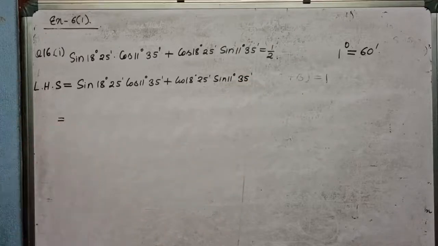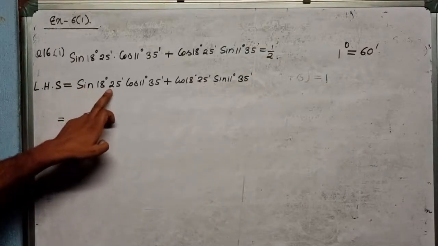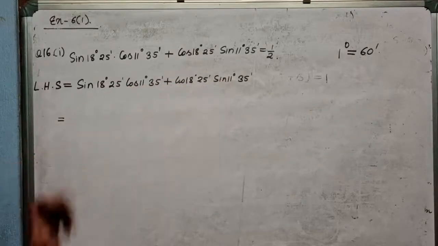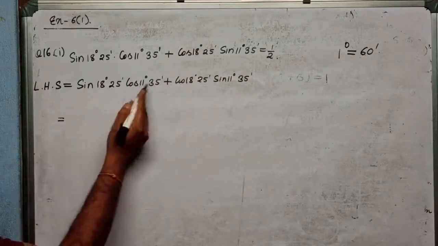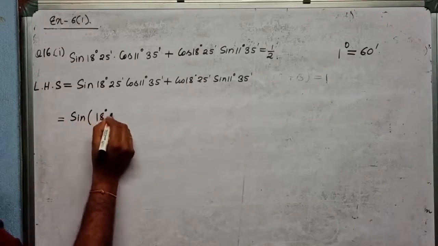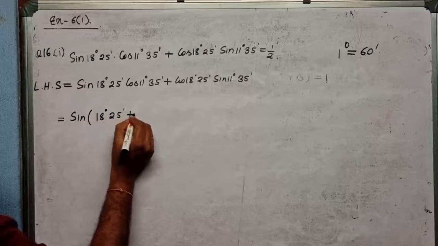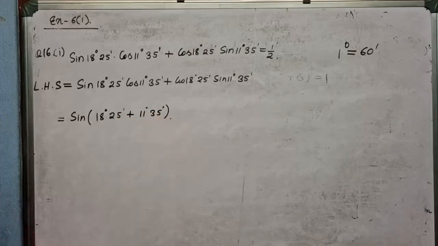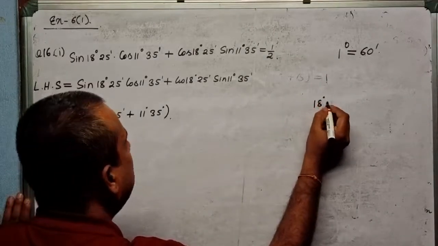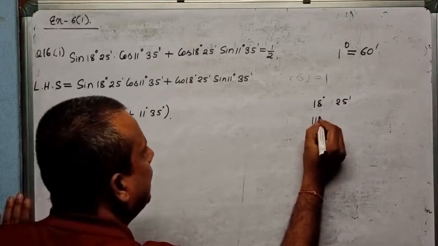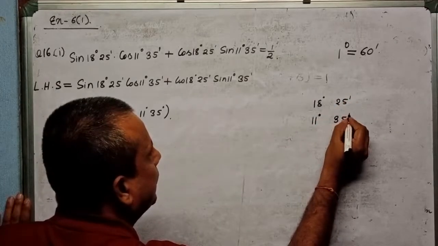Now this expression is in terms of a formula: sine a cos b plus cos a sine b. The formula is sine a cos b plus cos a sine b is sine of a plus b. Now you just have to add the degrees and minutes: 18 degree 25 minutes plus 11 degree 35 minutes.